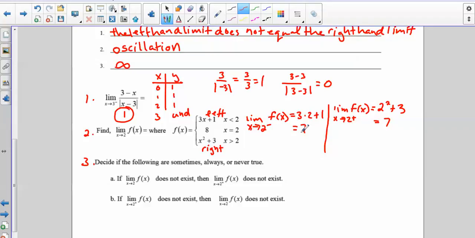So on the left side I'm approaching 7, on the right side I'm approaching 7. It doesn't matter that the actual value is 8. All that matters is I'm approaching the same number on the left as I am on the right, and that is going to be my limit. So my answer is 7.